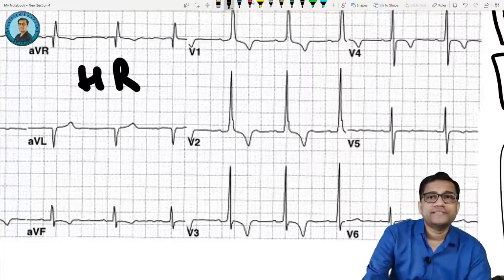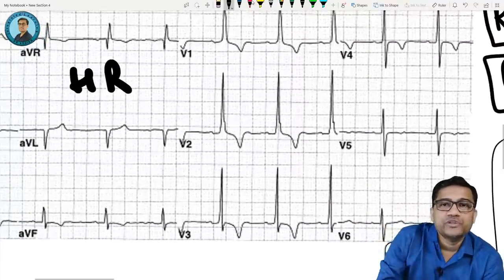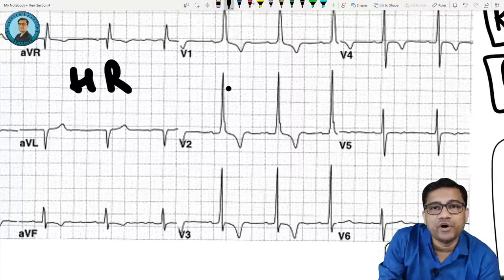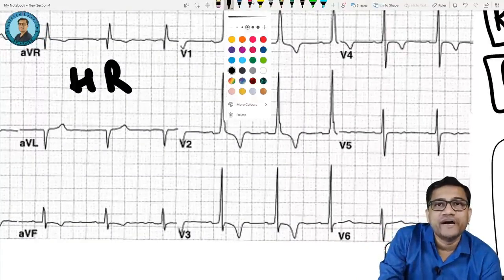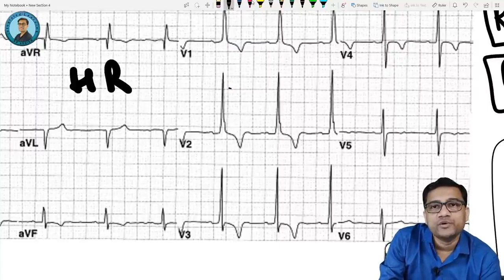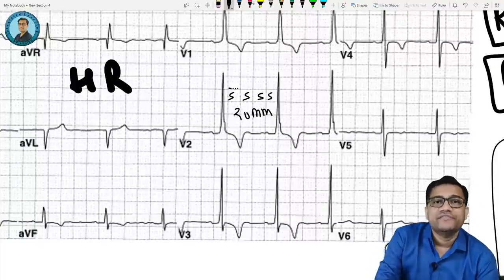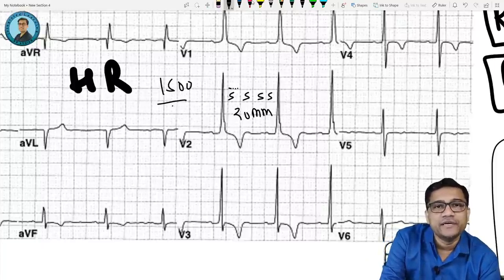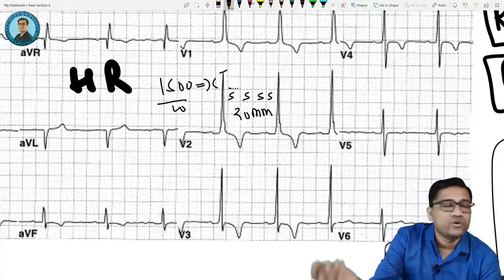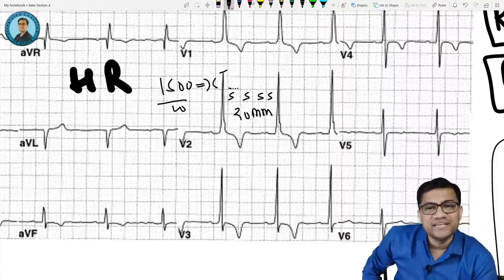So understand how many boxes? These are very small, so 5 boxes are here. So if there are 5 boxes, 1, 2, 3, 4, 5 mm, 5 mm, 5 and 5, that is 20 mm. So 20 mm gives us a heart rate of what? 1500 by 20, that is 75. Are you clear? So 75, very good.